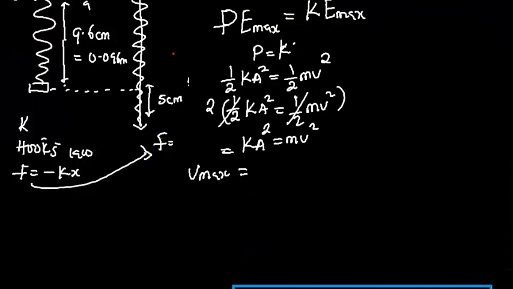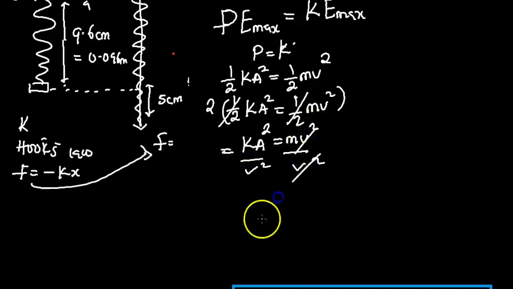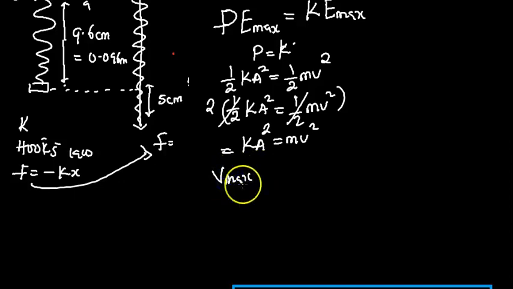Let's make it easier by dividing both sides by m. This will cancel out. We are trying to find v, that is the maximum velocity. Let's make it the subject of the formula, which is going to be Vmax. If it cancels out, we are going to be left with m here, and here we are going to be left with Ka square, the square root of Ka square divided by m.